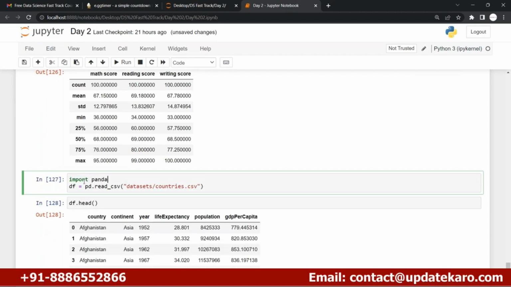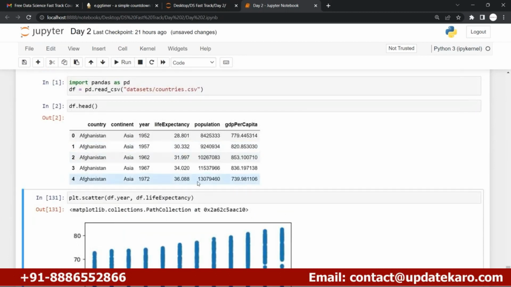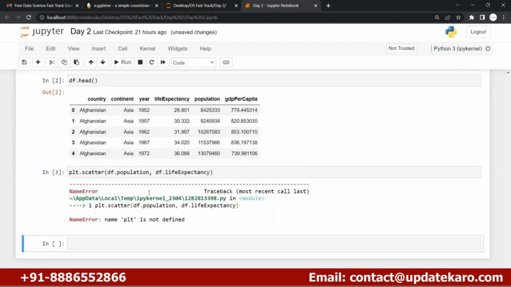Import pandas as pd, right? Let me go and run this. Okay, this is how the data looks. Now instead of this, let me use the population, life expectancy versus population. Let me run this, and here you go.